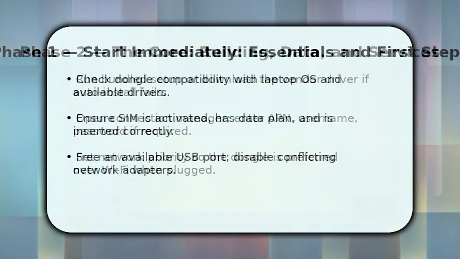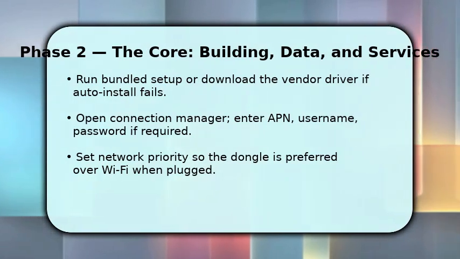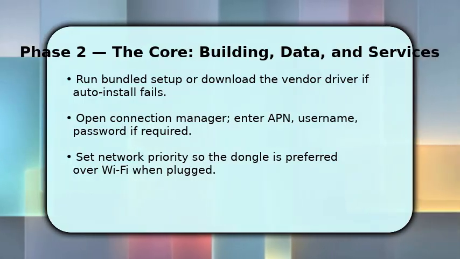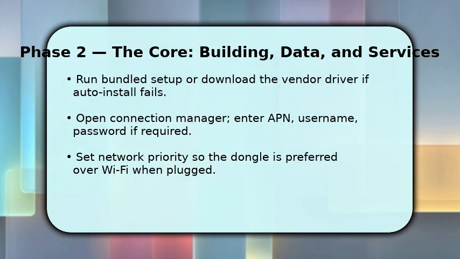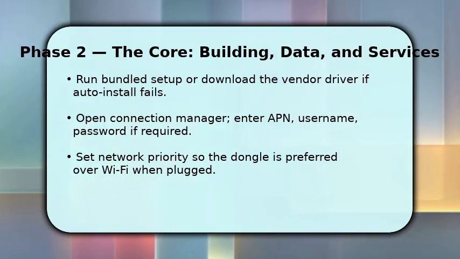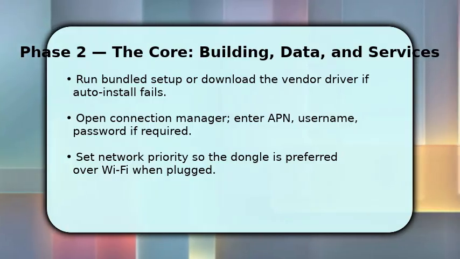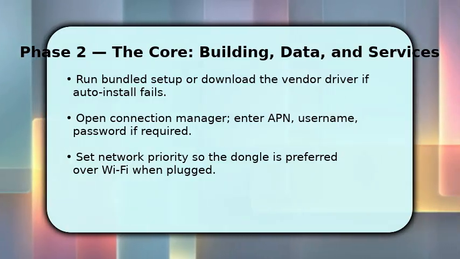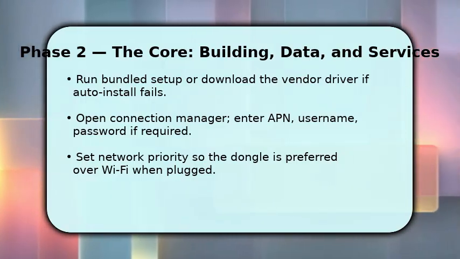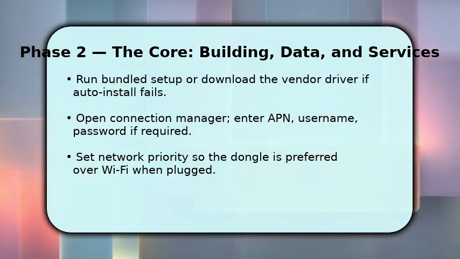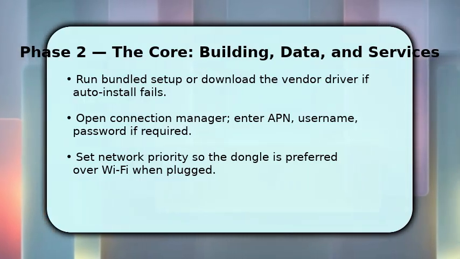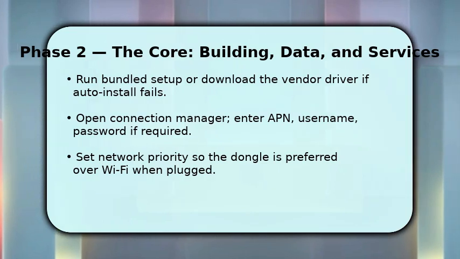You now install drivers and configure the connection, which is where most issues appear. If the OS doesn't auto-install, run the vendor setup on the dongle storage or download the latest driver. This ensures the modem enumerates correctly. Then open the connection manager, input the APN and any credentials. These settings let the carrier authenticate you. Finally, set adapter priority so the dongle is preferred over Wi-Fi when inserted. Doing so prevents routing confusion and keeps your traffic on the cellular link.